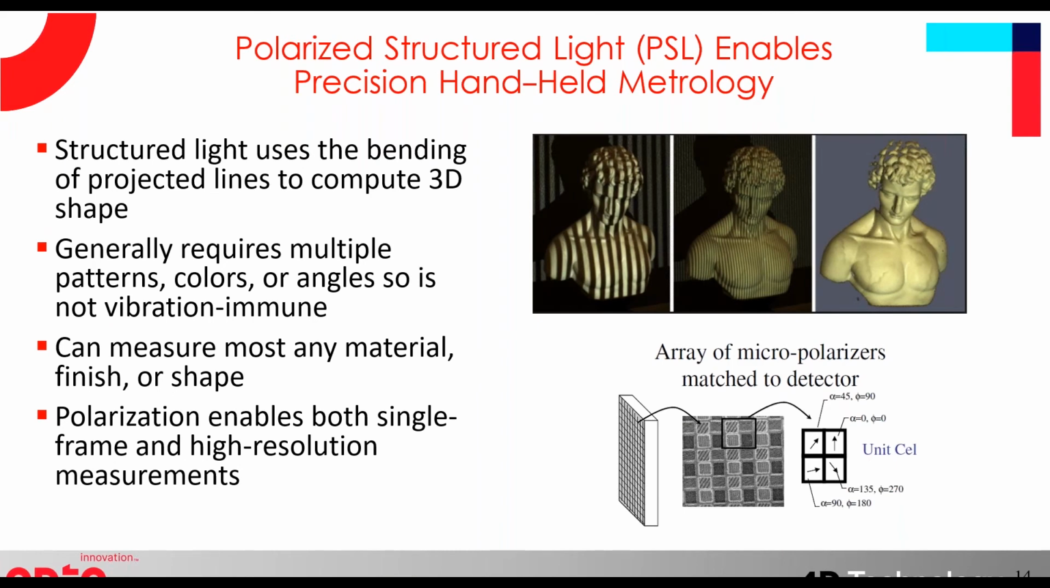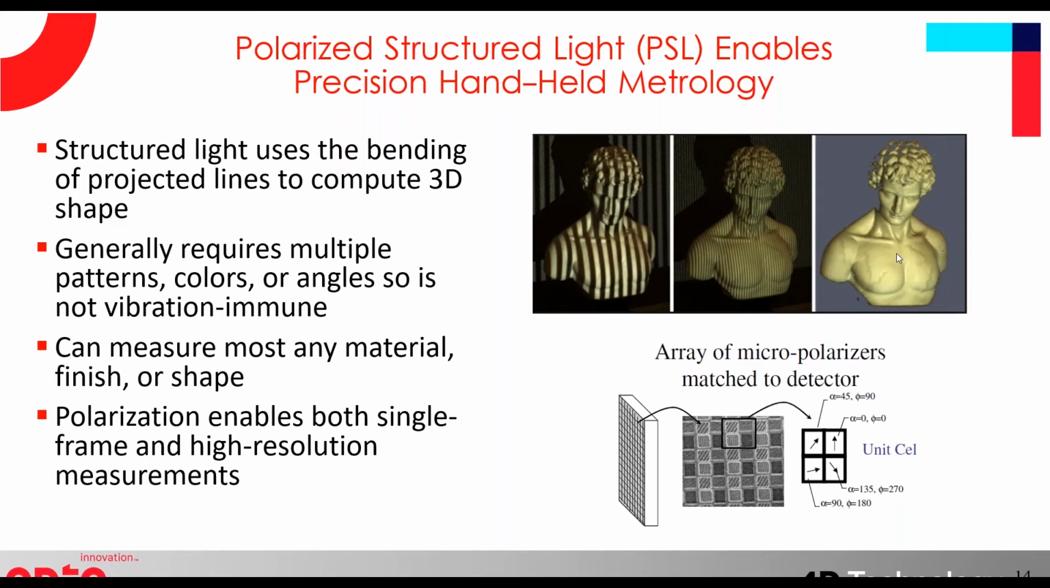4D technology uses a technique called polarized structured light, designed to allow vibration immune handheld metrology. Structured light uses the bending of projected lines in order to estimate surface shape. Typically you would need 2 or 3 different stripe patterns or different colors to come up with a 3D picture like you see in the upper right. But we actually use custom cameras with small polarizers in front of each pixel that allow us to get the 3D information in a single camera frame.